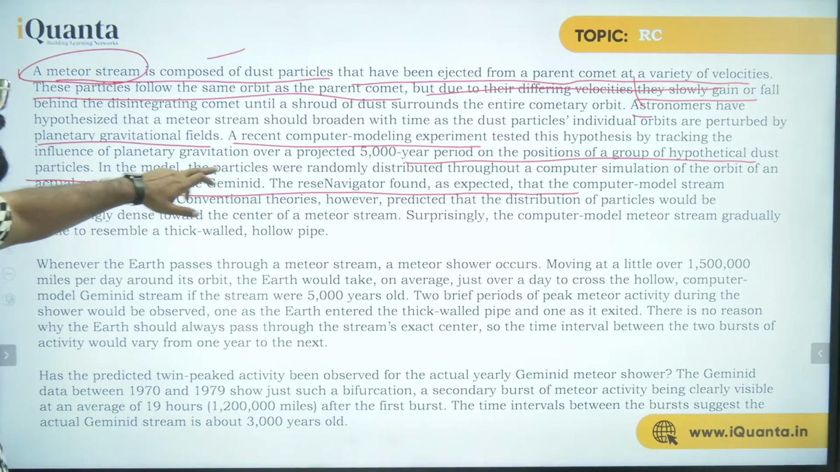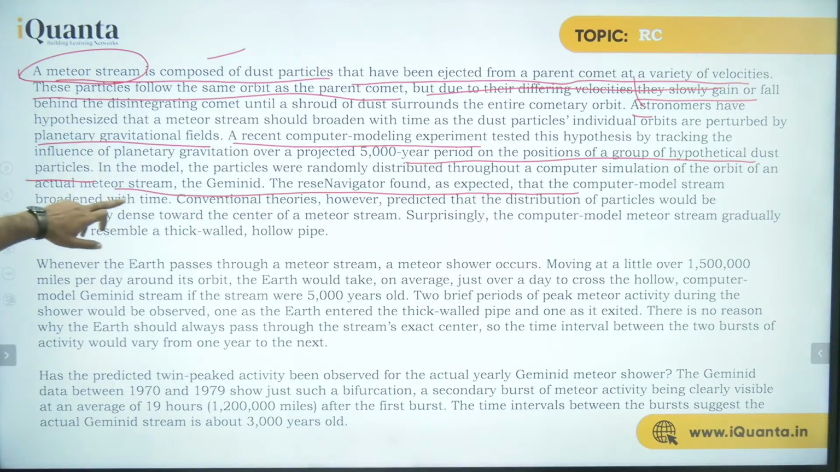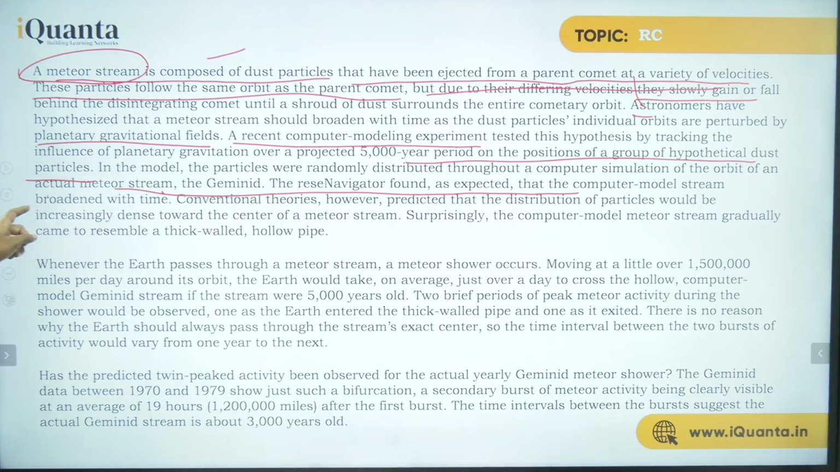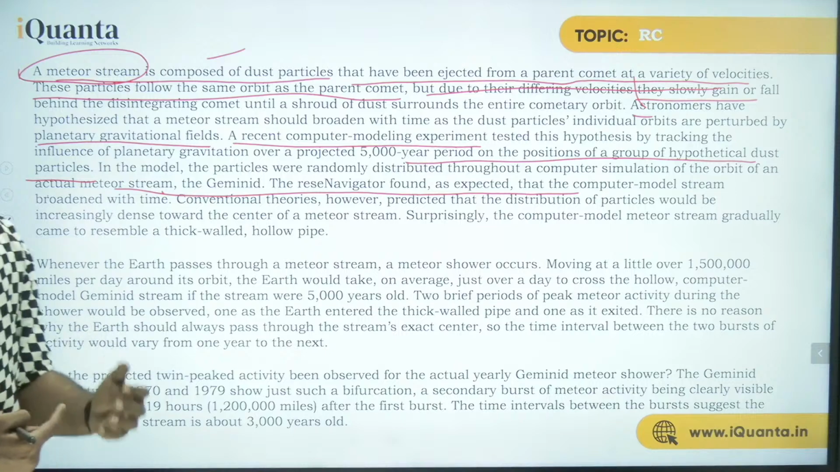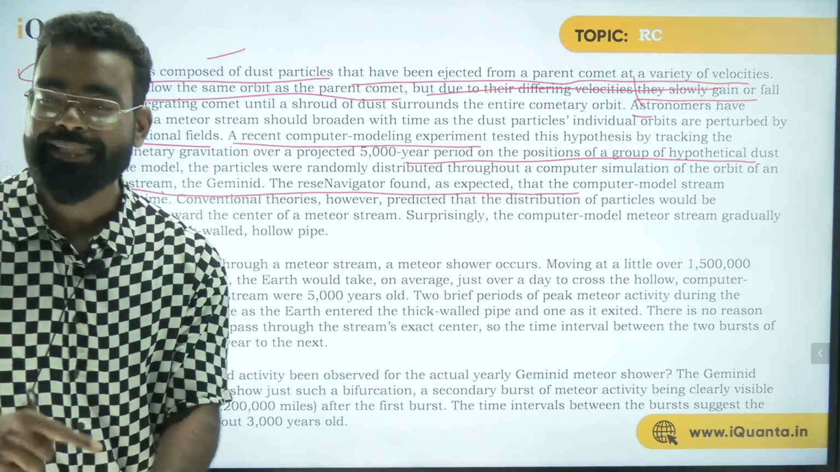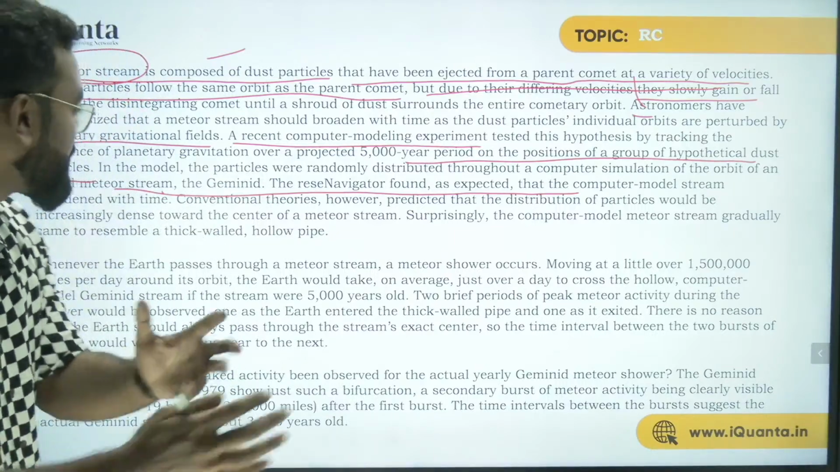So they said the particles were randomly distributed throughout a computer simulation of the orbit of an actual meteor stream. The Geminid, the researchers found, as expected, the computer model stream broadened with time. So basically the same thing is actually happening, whatever they expected, and in the computer model the same thing is happening. So that means what? They are strengthening something, right? They are basically strengthening everything.